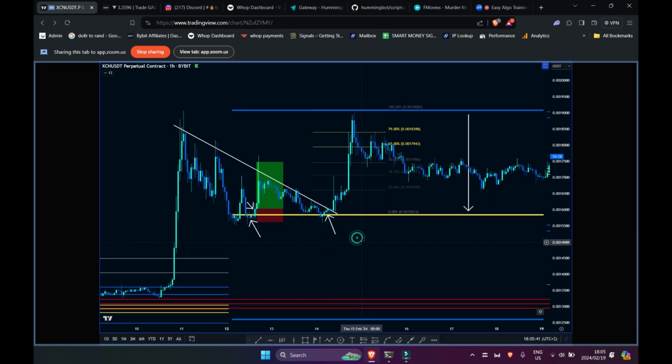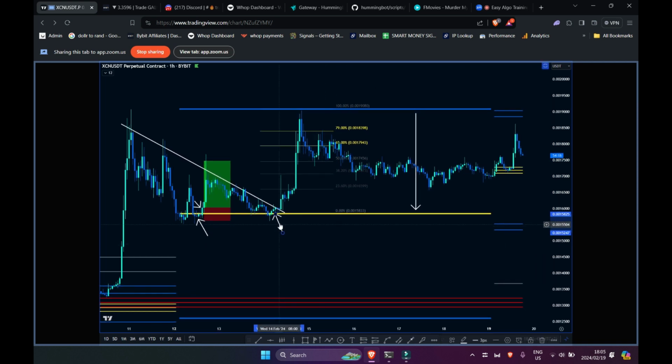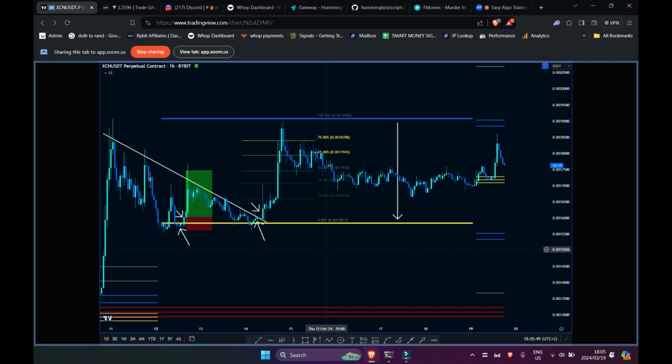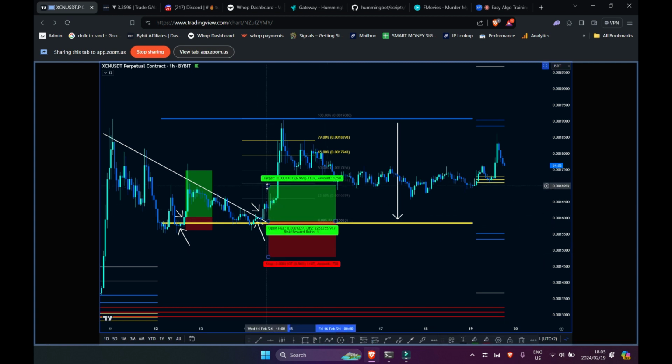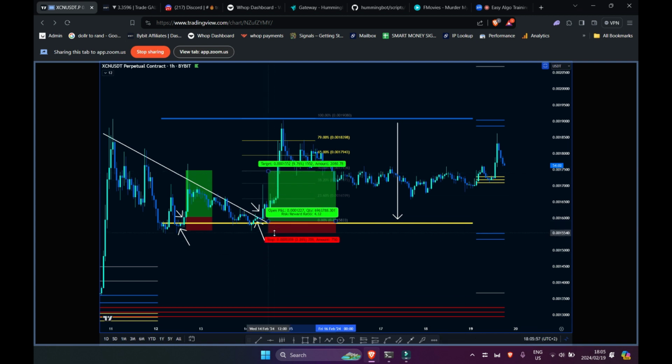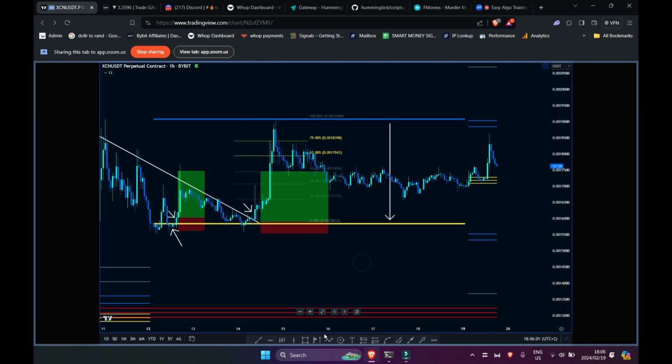We had two entries over here. We could have entered as it broke above the grid, or we could have entered when price broke the trend line. And we would have done the same thing. We would have entered over here, and our target would have been 50%. Because we don't know at this point how high it's going to go. We didn't know it was going to shoot all the way to the roof.